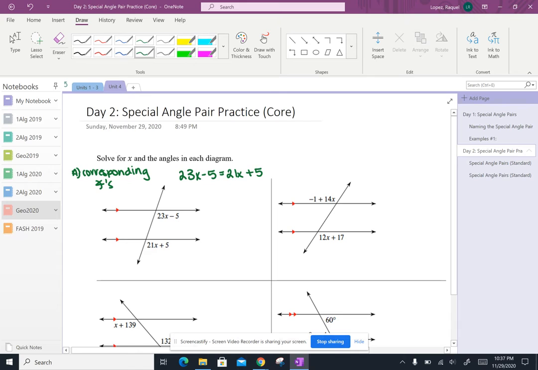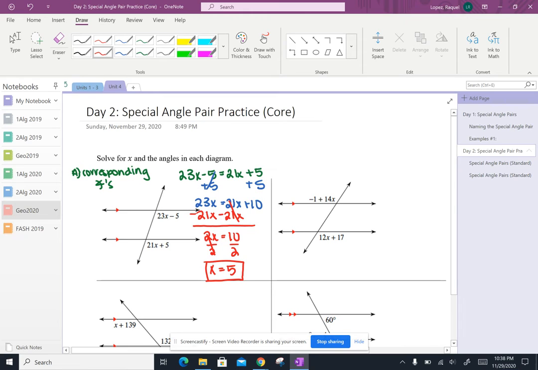Okay, so to solve for x, I just want to do some basic algebra. So we're going to add 5 to both sides, and that gives me 23x equals 21x plus 10. I want to subtract 21x on both sides, and that's going to give me 2x equals 10. Divide both sides by 2. And so solving for x means that x here is going to equal 5.